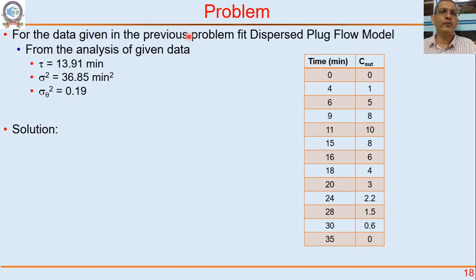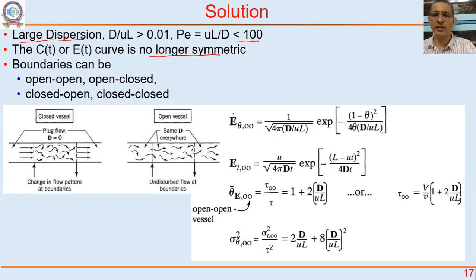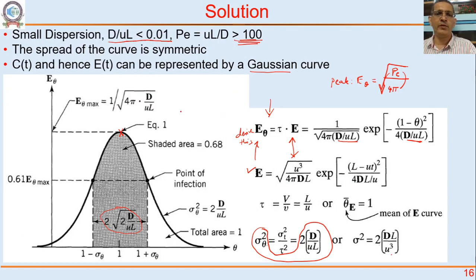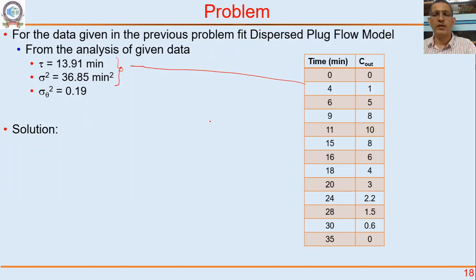Okay, I want you to fit the dispersed plug flow model to this data. Remember, this data has shown us that tau is 13.91, sigma square is 36.85 and sigma theta square is 0.19. Okay. Which one will you fit? Think about that, whether you will fit this behavior or whether you will fit this behavior. Pause and do it for yourself.